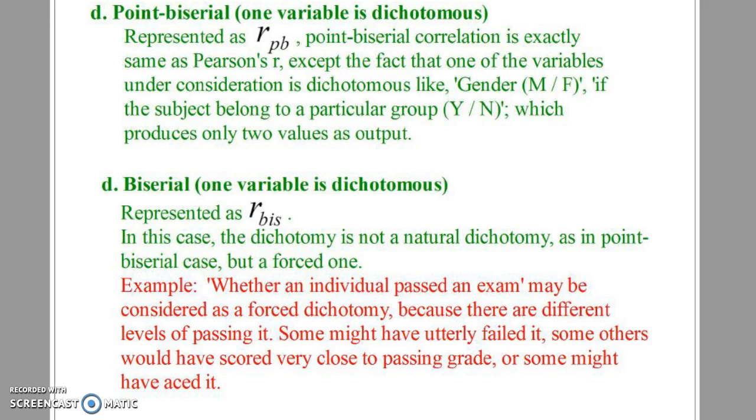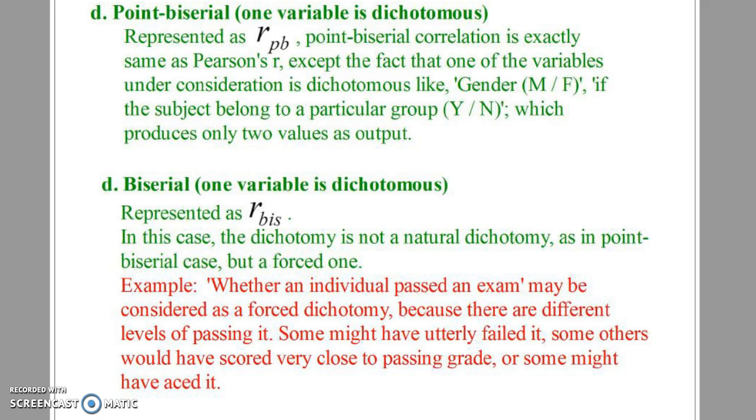It could also depend on, let's say, height. I want to say everybody who is above 5 feet is tall, everybody below 5 feet is short. Or this could be everybody above 6 feet. Anything that is not a true dichotomy is called an artificial or forced one. This is the biggest difference between the point biserial and the biserial correlation.